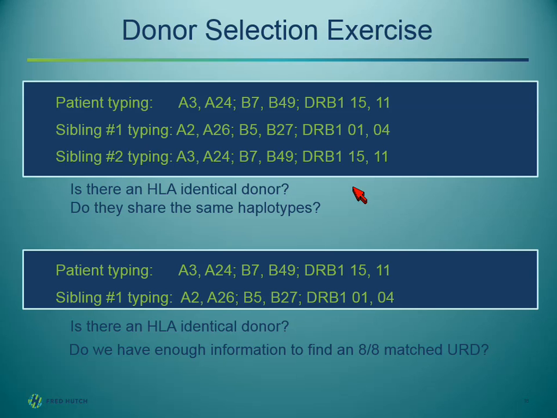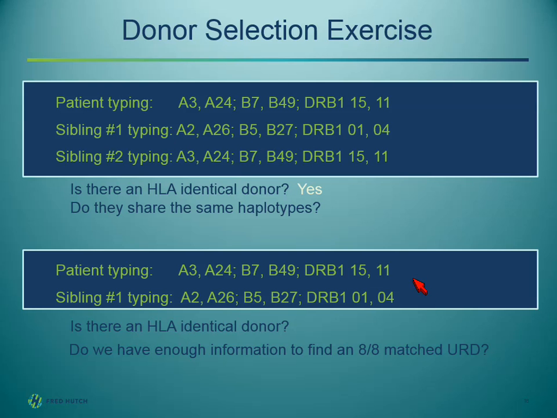So in this first example, do we have an HLA match donor? We do. The patient does match the second sibling here. And if you want to ask the haplotype question, you actually can answer that here because this other sibling has very nicely presented the other two haplotypes. So you pretty much have all the information you need from this family study.